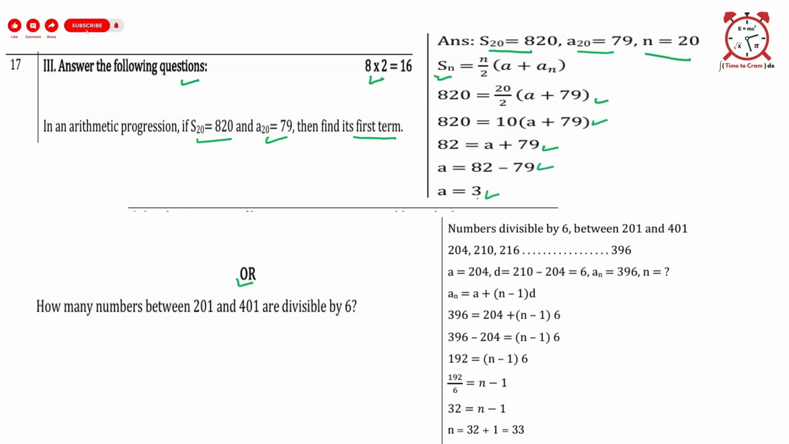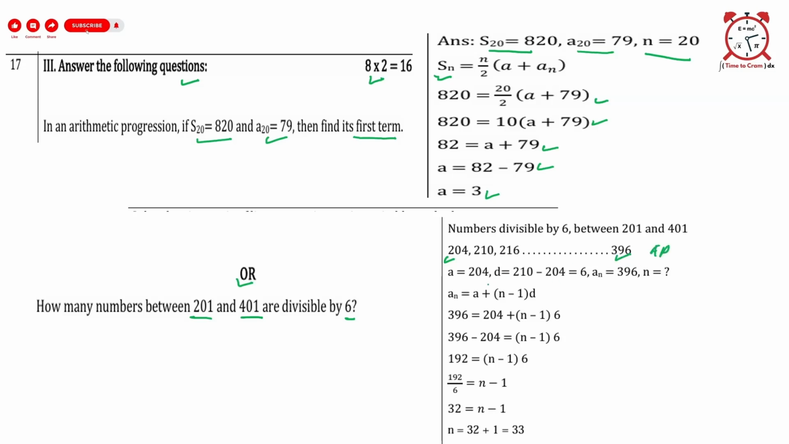This is the first term of our question. Now in the OR option, they have asked how many numbers between 201 and 401 are divisible by 6. So we have to manually make this arithmetic progression by dividing by the number 6. So the first number is 204 and the last number is 396. In that way we have to make the AP here.